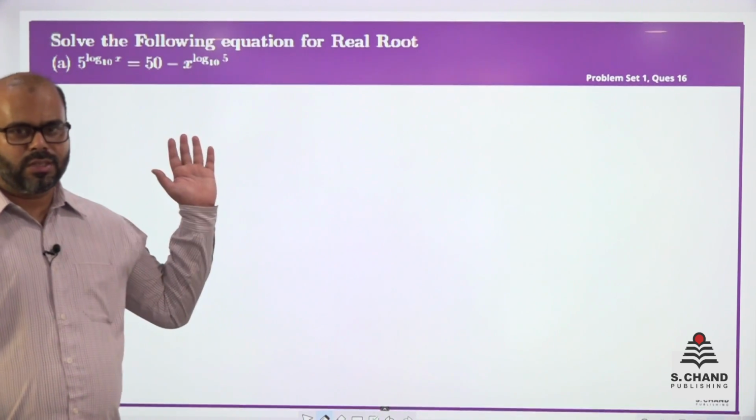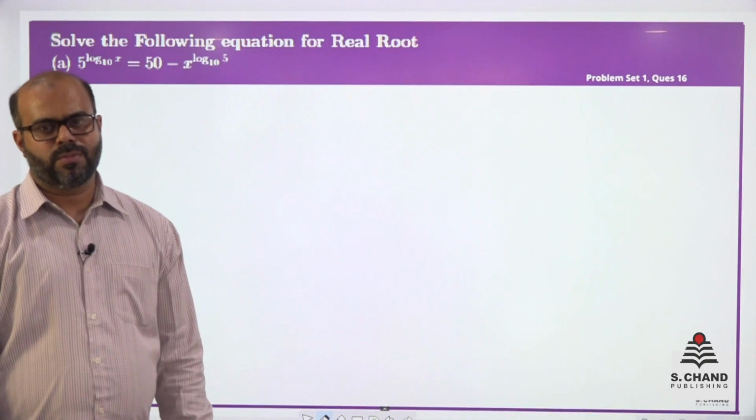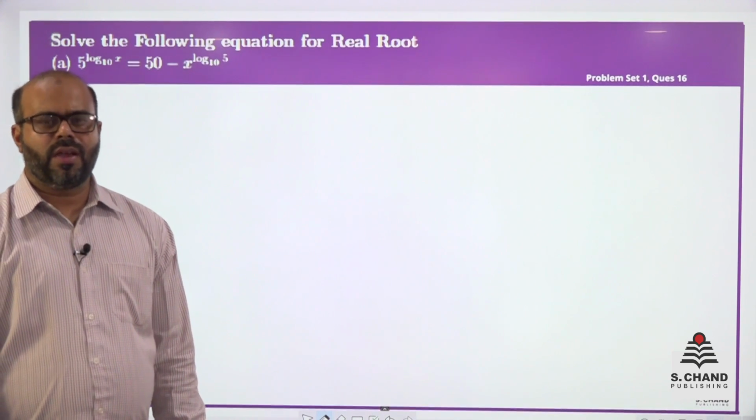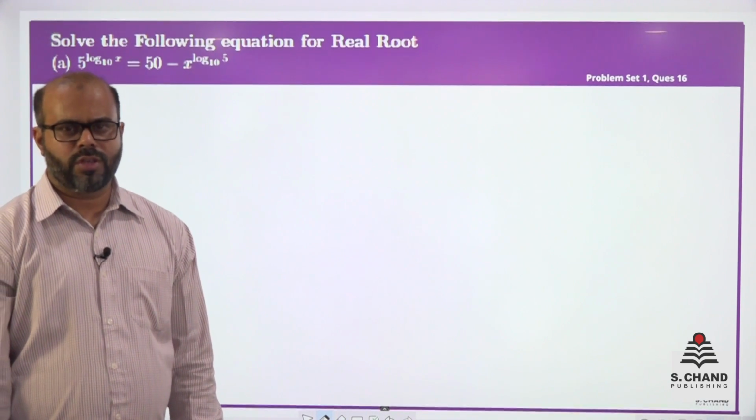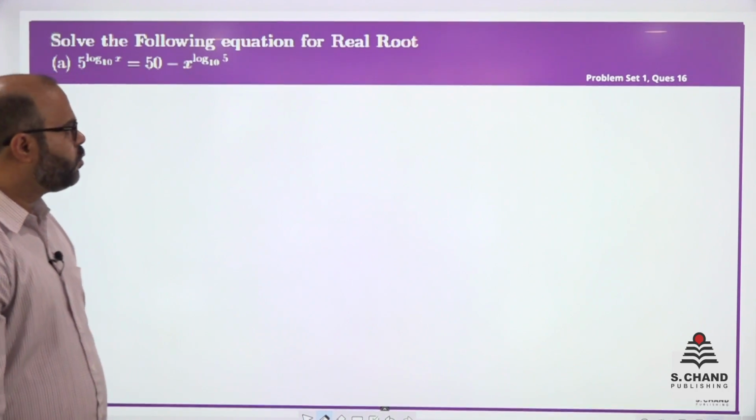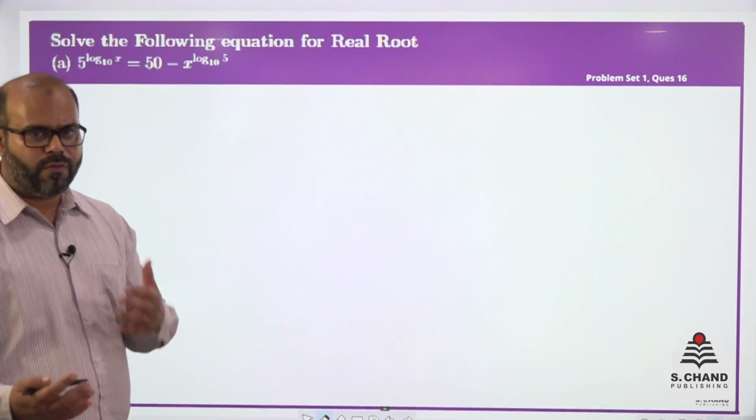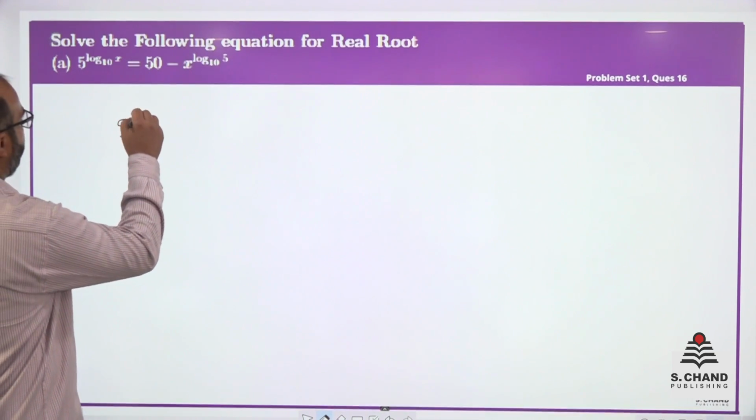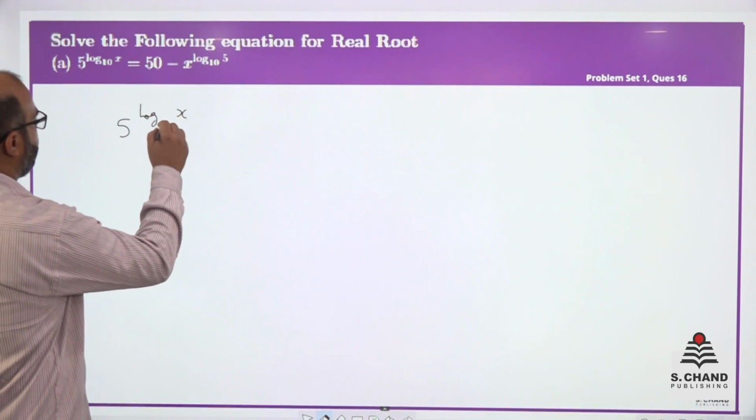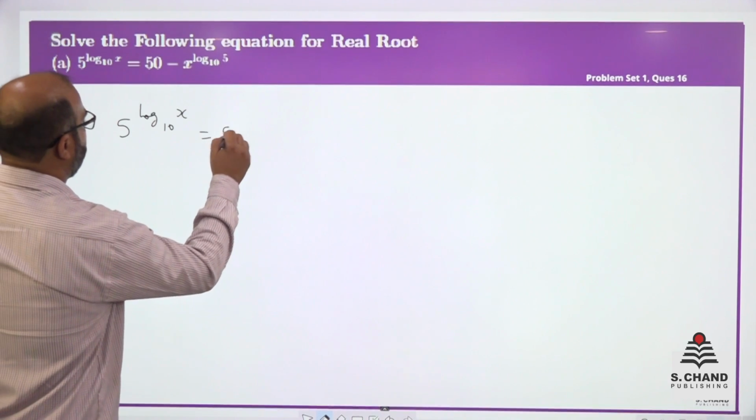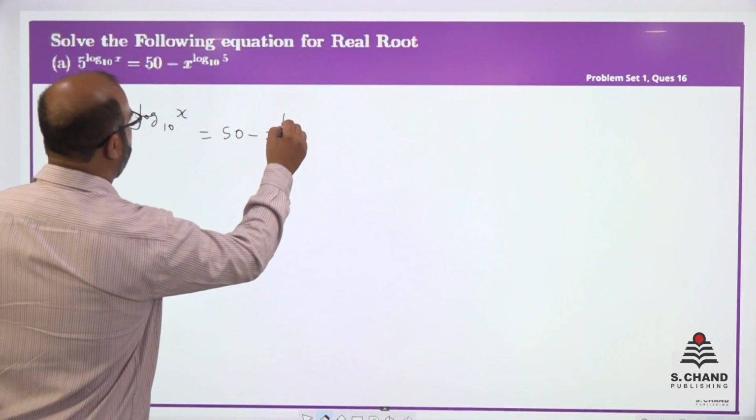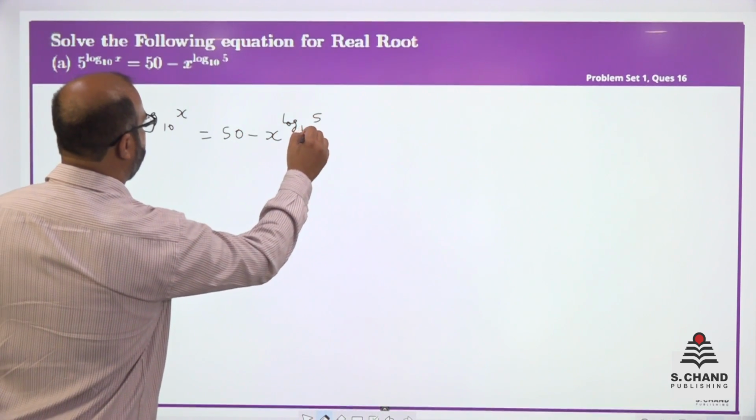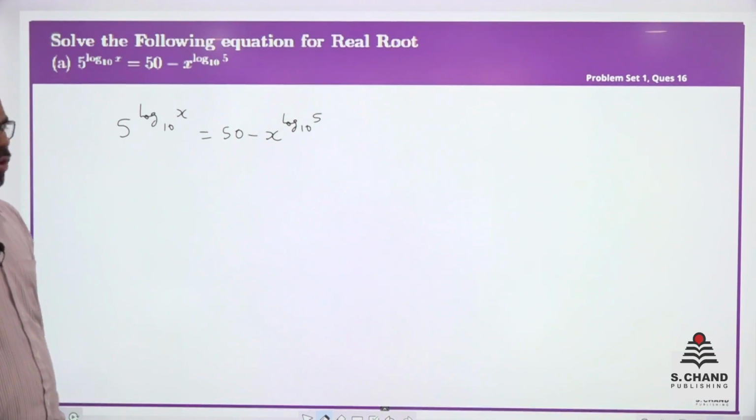Now as you see in this equation, there is log which has been used, and we have already done logarithmic equations in the logarithm chapter. So we can use some of the concepts of it. Basically, 5 to the power log of x to the base 10 is equal to 50 minus x to the power log 5 to the base 10. This is what we have to solve here.